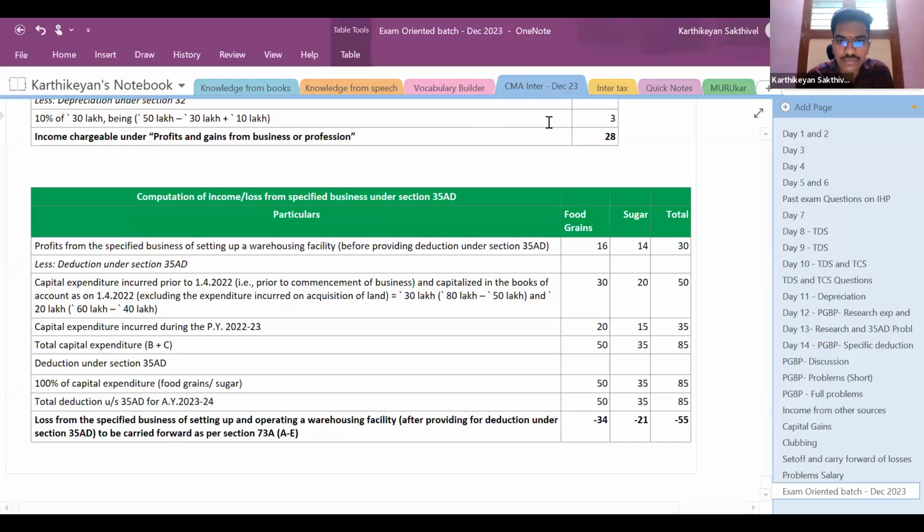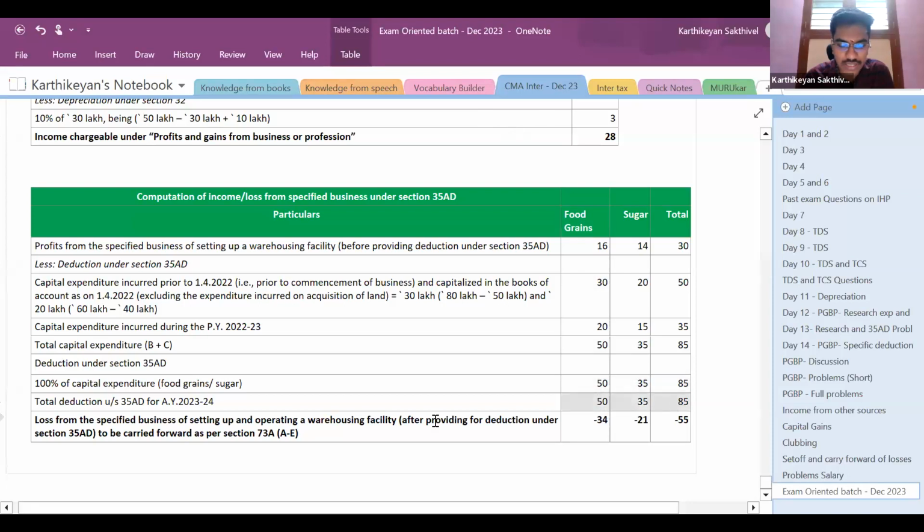So what is the total capital expenditure? 50 lakhs, 35 lakhs. இப்போ இதில் 100% of capital expenditure can be claimed as deduction. So இந்த 50 அப்படியே ஃபுல்லாக deduction எடுத்துடலாம், 35 அப்படியே ஃபுல்லாக deduction எடுத்துடலாம். So other deductions எதுவுமே கிடையாது. Since it has gone for 35AD, there is no depreciation allowance. There is no depreciation allowance, right?